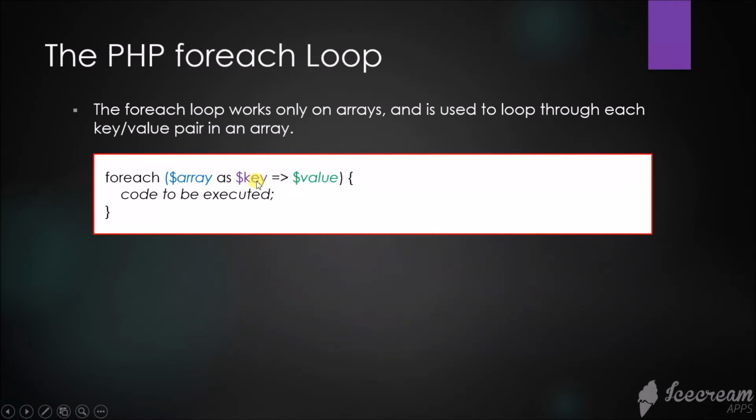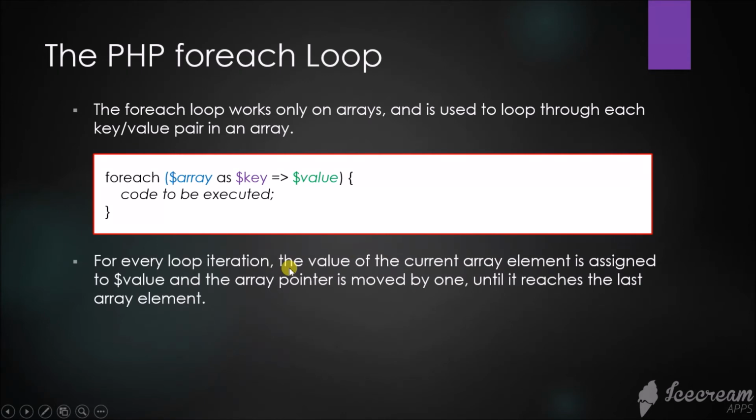Okay, so these are the variable names key and value. You can change them anytime you want, whichever variable name you prefer for that. Okay, so here in the array variable, whatever array is declared, that is what we will use here. Okay. So for every loop iteration, the value of the current array element is assigned to the value variable. And the array pointer is moved by 1 until it reaches the last array element.